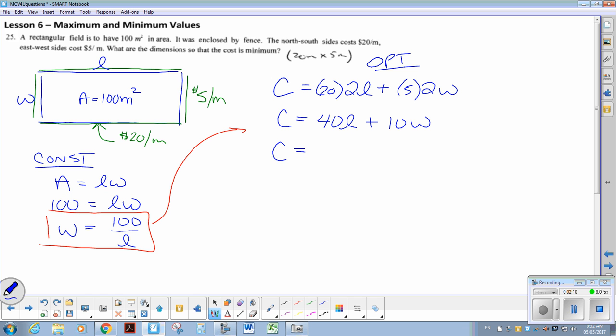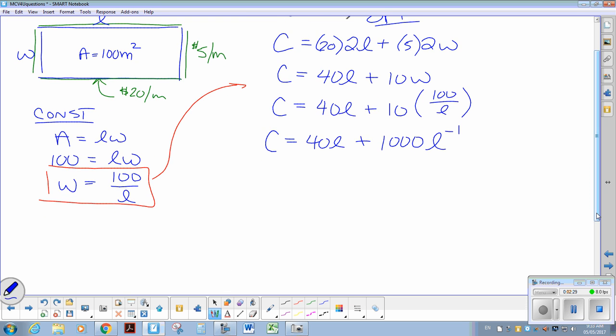So before taking the derivative, I'm going to get rid of my W. So 10 times 100 over L, or I'll go one step further, plus 1,000 over L. And I don't feel like doing quotient rule today, so I'm going to write L to the exponent -1. Now I can take the derivative to optimize. So the rate of change of cost with respect to the length of the fence, dC by dL, is 40 minus 1,000 L to the -2.